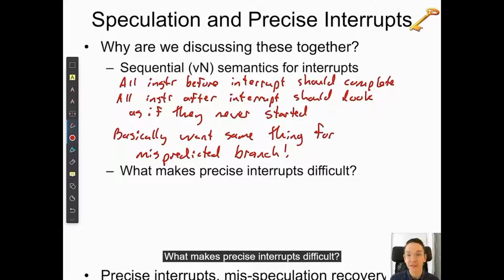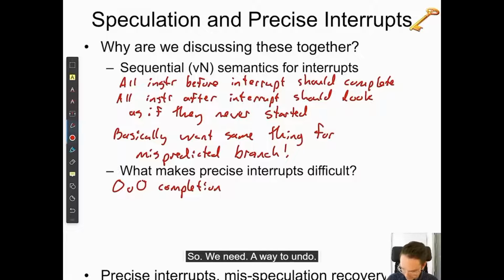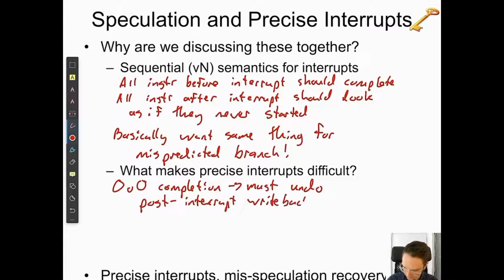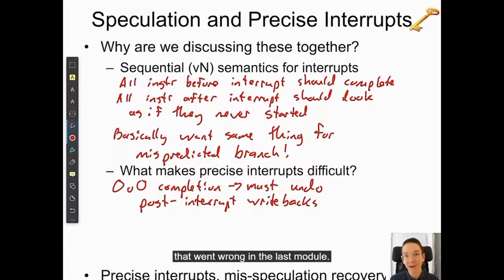What makes precise interrupts difficult? We saw this in the last module at the very end, that down note that I ended on. It's that out-of-order completion. The out-of-order write back meant that some younger instructions wrote back before the interrupt or the exception. So we need a way to undo the post-interrupt writebacks. That's ultimately the one thing that went wrong in the last module. And interestingly, this challenge is the same for branches, for control speculation.